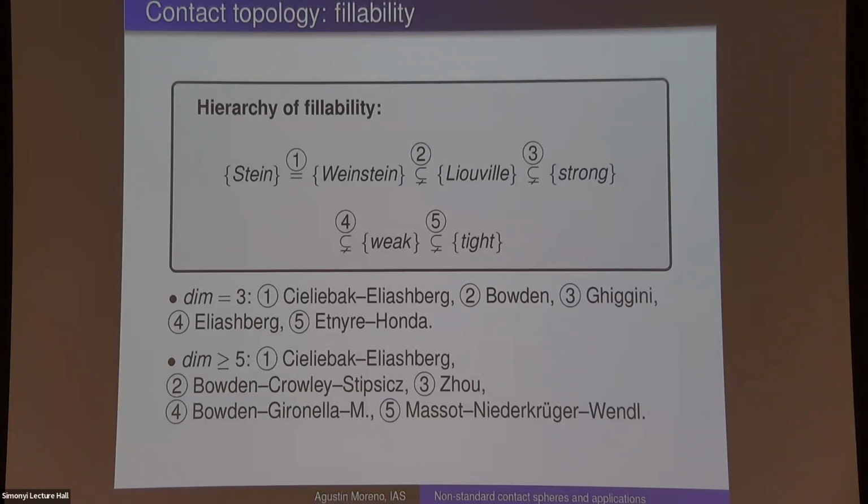So dimension 3 was studied early on. The case of high dimensions was only more recently established. So for example, Bowden gives an example of a Liouville but not Weinstein fillable contact manifold in dimension 3. Okay, so this basically entails some sort of existence results. But we have examples, but the topology tends to be fairly complicated in general. Okay, so this is one way to approach a classification of tight manifolds.